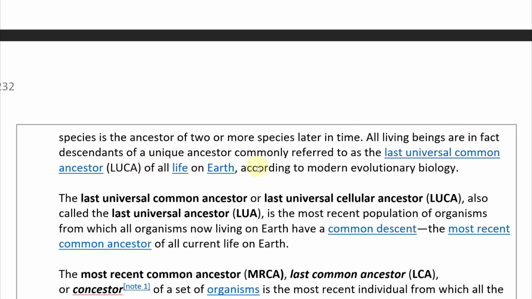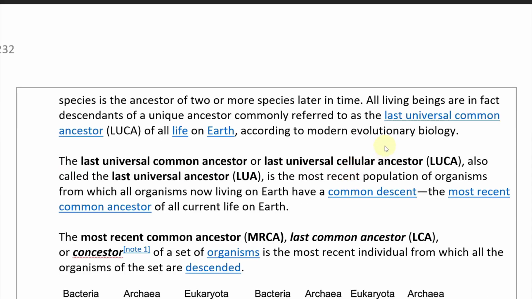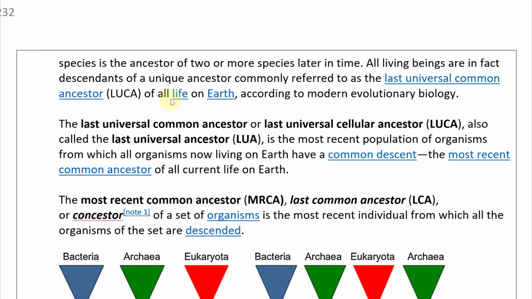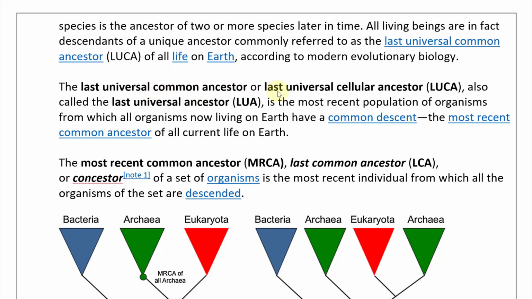LUCA, the last universal common ancestor of all life on Earth, according to modern evolutionary biology theory. The last universal common ancestor, or last universal cellular ancestor, you could also put the cellular in there too, LUCA. This is also called the last universal ancestor, or LUA, is the most recent population of organisms from which all organisms now living on Earth have a common descent.